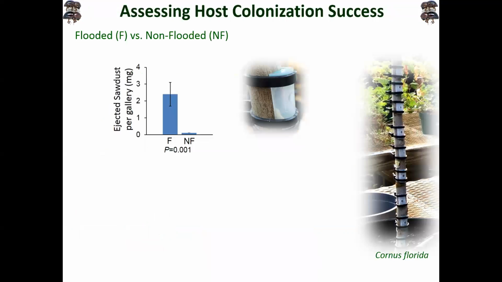So we took this a step further and actually caged beetles with no choice to flooded and non-flooded trees. And when we did that, we found that there was significantly more sawdust that had piled up in the chamber of the beetles that were caged to flooded trees.